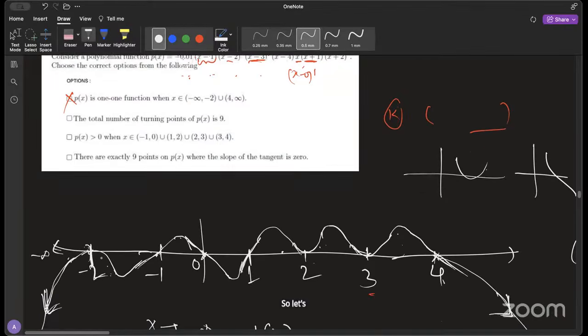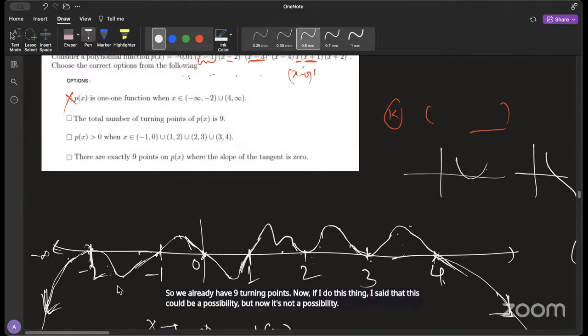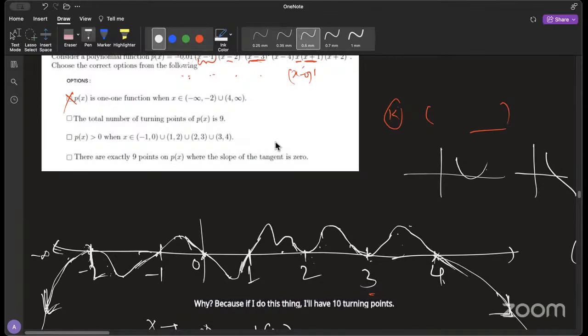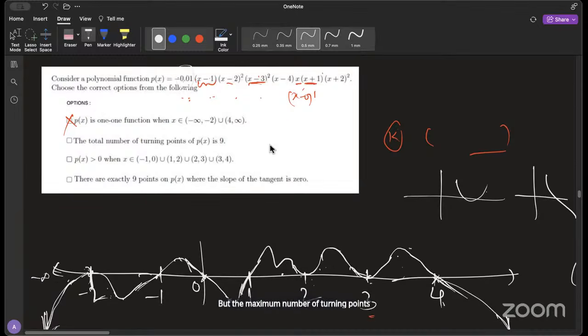So let's count the number. The number of turning points is either these or more than these, right? So this is 1, this is the second turning point, third, fourth, fifth, sixth, seventh, eighth, ninth. So we already have 9 turning points. Now, if I do this thing, I said that this could be a possibility, but now it's not a possibility. Why? Because if I do this thing, I'll have 10 turning points. But the maximum number of turning points I can have is 9.